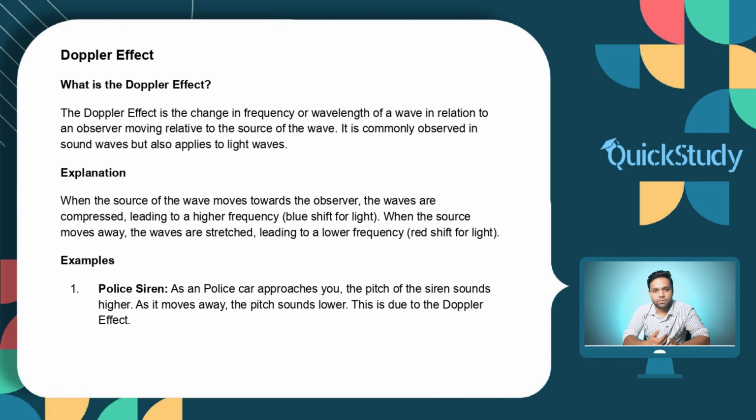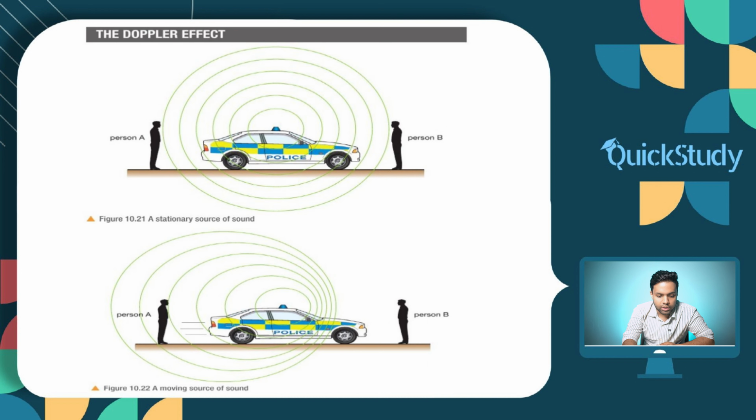In addition to reflection and refraction, another effect is commonly spoken about, which is the Doppler effect. The Doppler effect is the change of frequency or wavelength of a wave in relation to an observer moving relative to the source of the wave. Let's see a figure to understand it better. Here, a police car approaches the person. The pitch of the siren sounds higher. As it moves away, the pitch sounds lower. This is due to the Doppler effect.